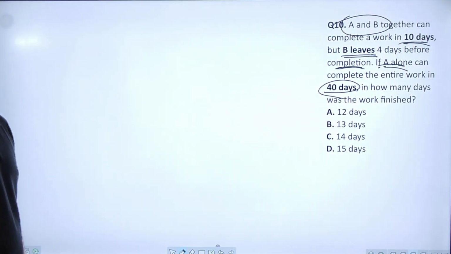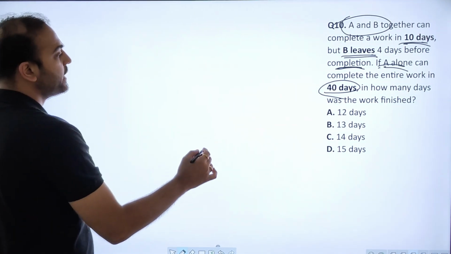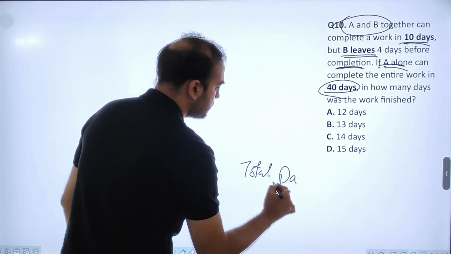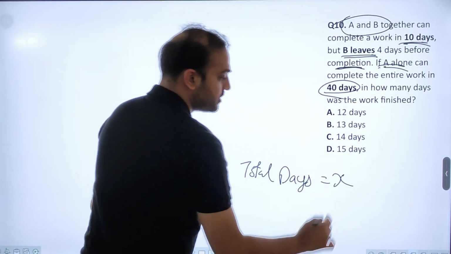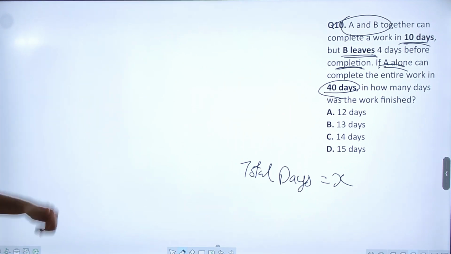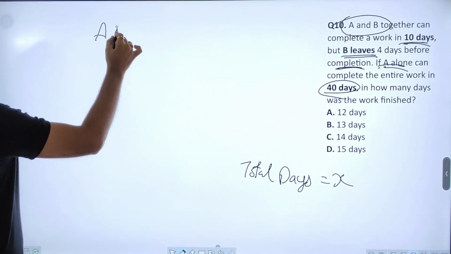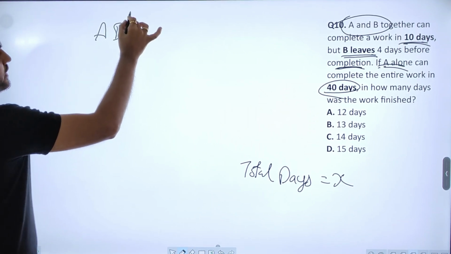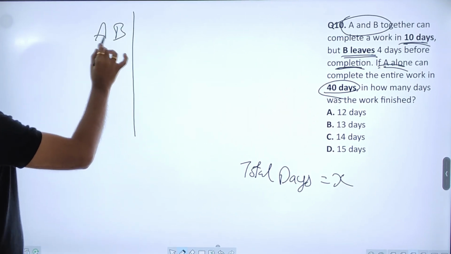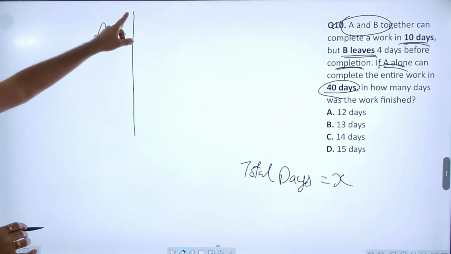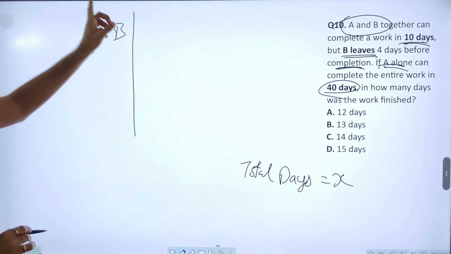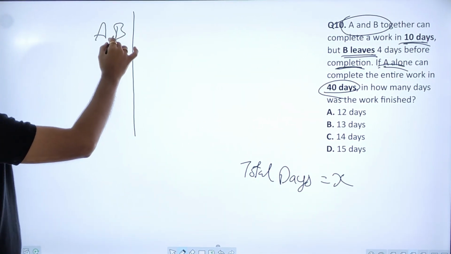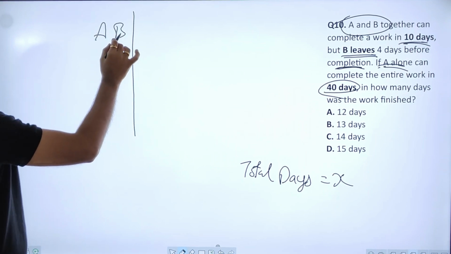Again, I don't know how many days it took. So let the total days be X. Again, my table: A and B can finish the whole work in 10 days, that is why I have put A and B. Remember, I have not put a dash because they can complete the whole work in 10 days. So this AB is for finishing the whole work.